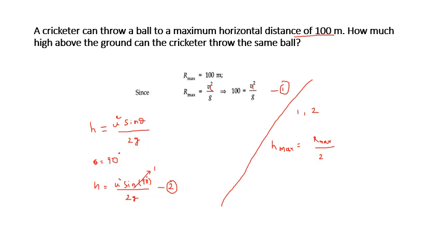So what is the maximum horizontal range? 100 meters, as per your question. So 100 divided by 2 equals 50 meters. So this is your maximum vertical height, the vertical distance a cricketer can throw the same ball. 50 meters is your answer.